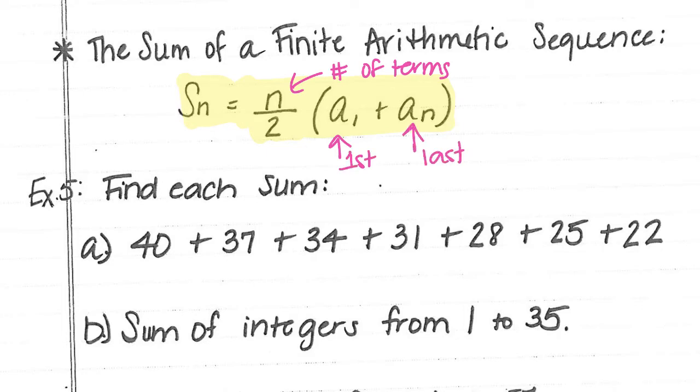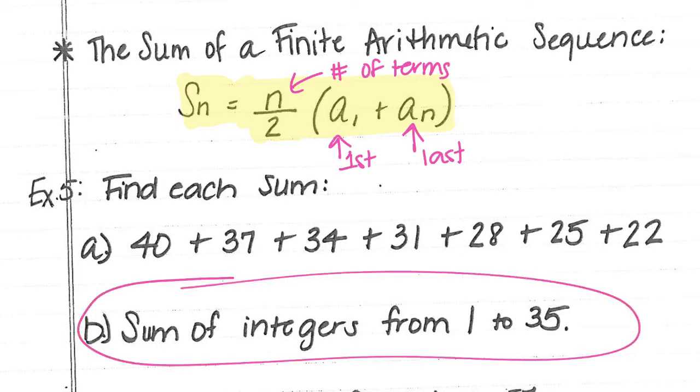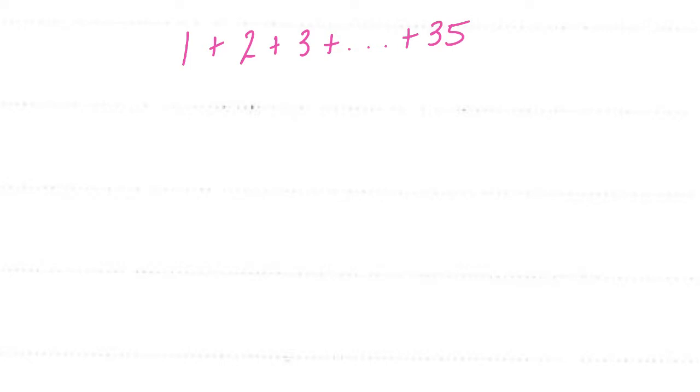Now let's just look at B right here. It says the sum of the integers from 1 to 35. And I want to talk about this good old mathematician that came up with this. What they're asking us to do is take 1 plus 2 plus 3 all the way to 35. Now, this old mathematician back in the day said, I can go ahead and double this by writing it backwards.